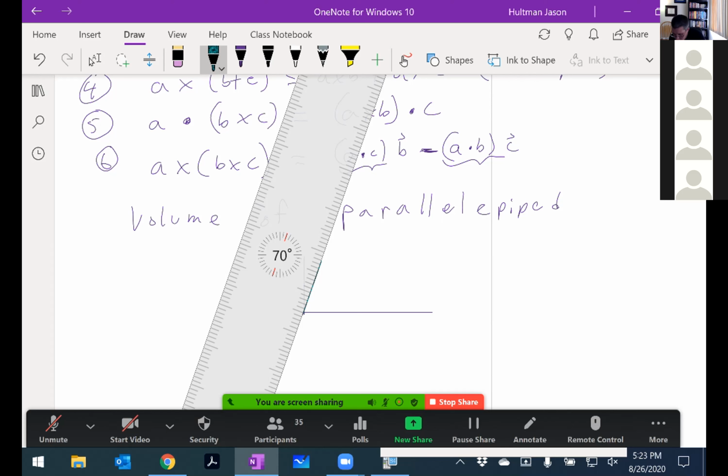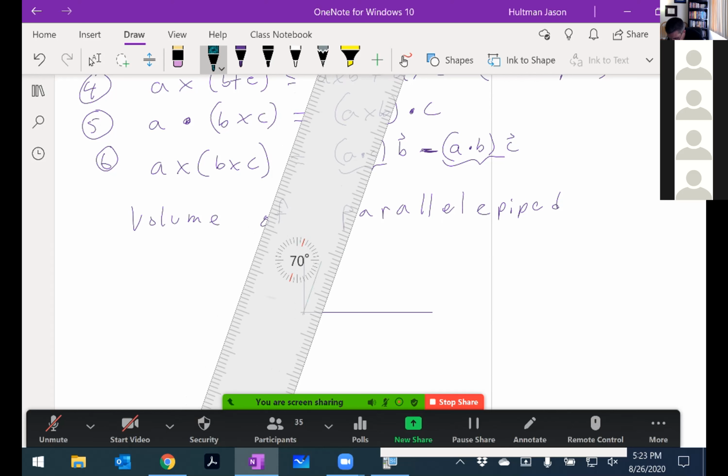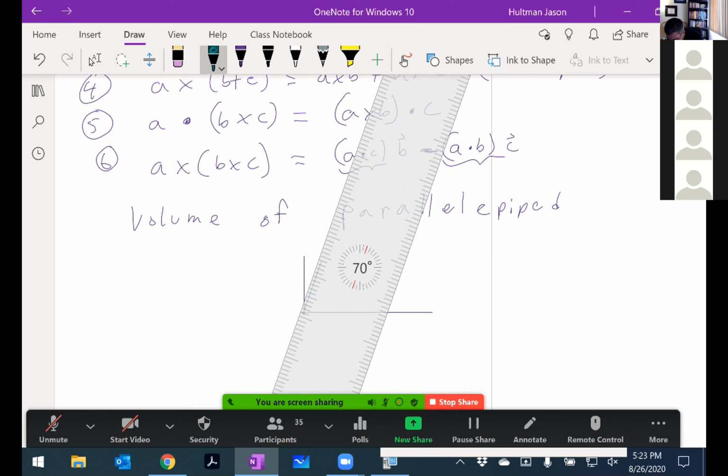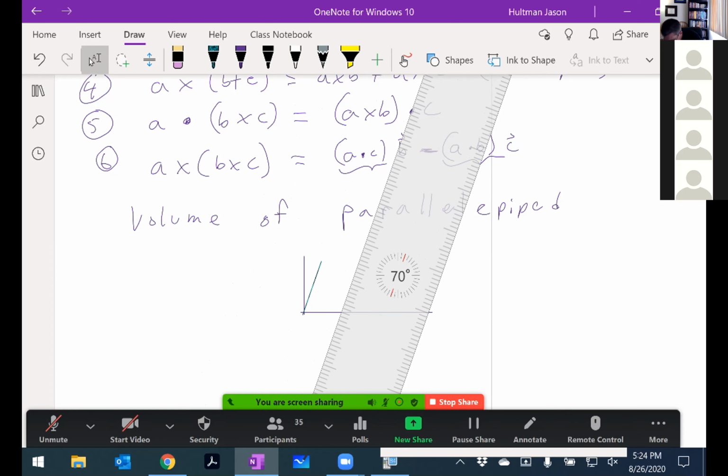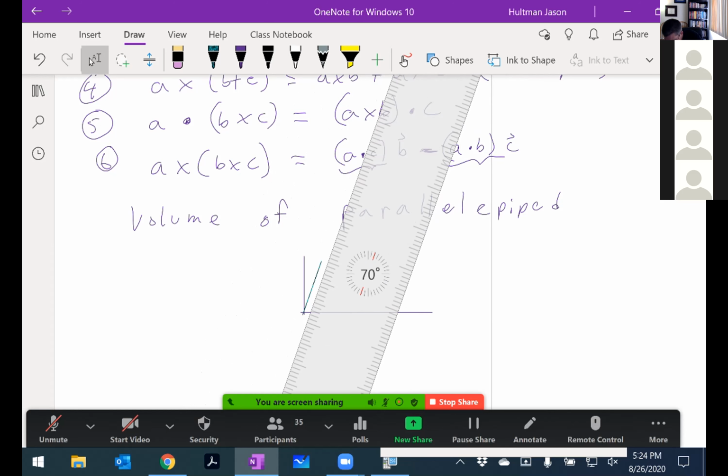There's one. I got to move this over. How long was that? A little over an inch, like an inch and 3/8. So this guy is going to be an inch and 3/8 as well. Right there.